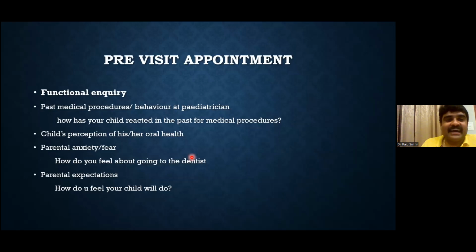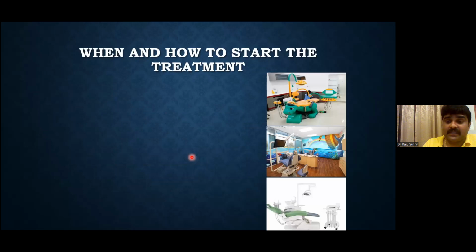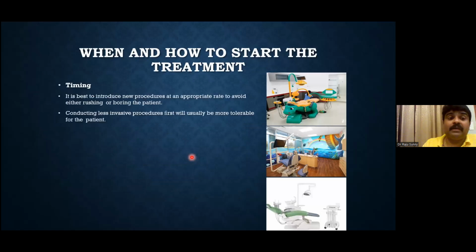Second, during the pre-visit, you have a functional inquiry. That is about the medical treatment they have undergone, or the behavior of the child with the pediatricians, how the child reacts during medical procedures, the anxiety of the child, and the parental expectations. These are the pre-visit appointment items. You need to talk to the parent and to the child, and consider the timing of the treatment, when to start a treatment for the patient.